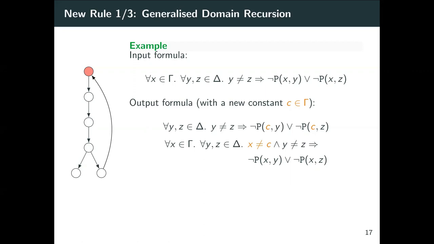So domain recursion existed before, but it was only used in a very restricted sense where we could tell something about the resulting formula and we could split it into three parts and we would know how to compile each of the three parts. Here we just replace this smaller formula with a longer formula and let the remaining compilation rules handle this bigger formula.